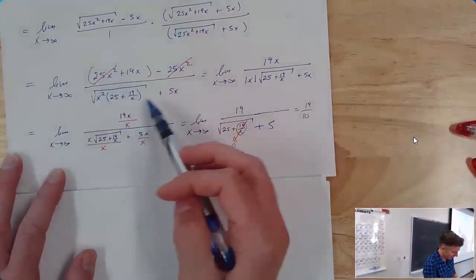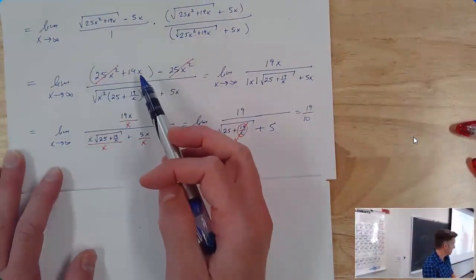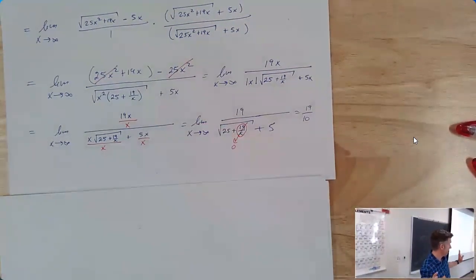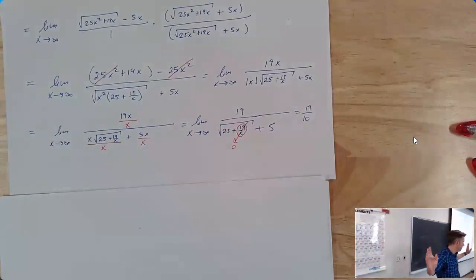From this step here, I see that my highest power on top is x to the first. So cancel out the other things. I'm trying to make it look like the denominator has x to the first. And I know that the square root of x squared is x to the first, or maybe it's negative x to the first, depending on which side of infinity we're on, or which infinity we're going to.